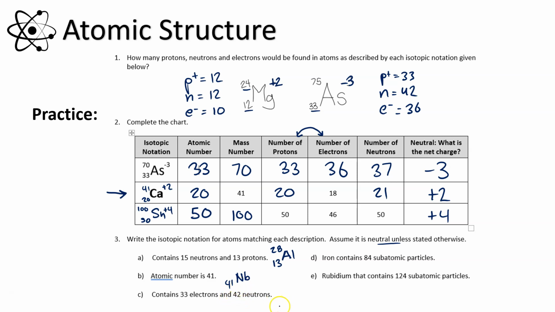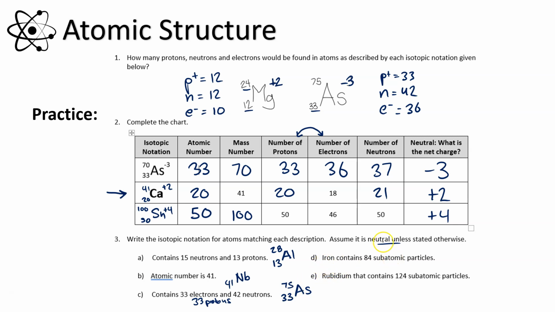For letter C, we've got 33 electrons and 42 neutrons. It doesn't tell me what the protons are, but because we are assuming the atom is neutral unless otherwise stated, there must also be 33 protons. So my atomic number is 33. This tells me I'm talking about arsenic with a mass of 33 plus 42, and that would be a mass of 75.